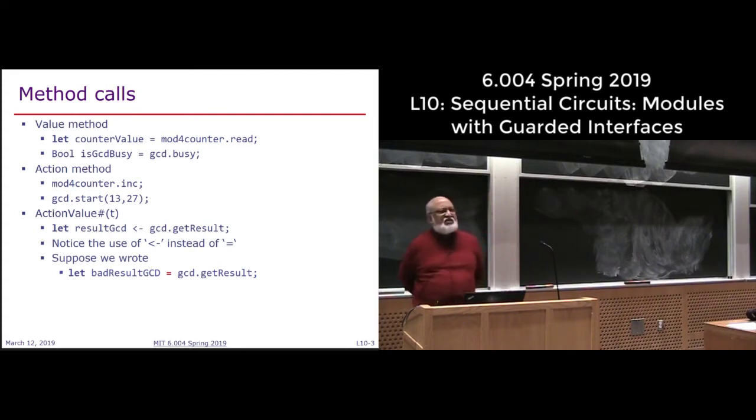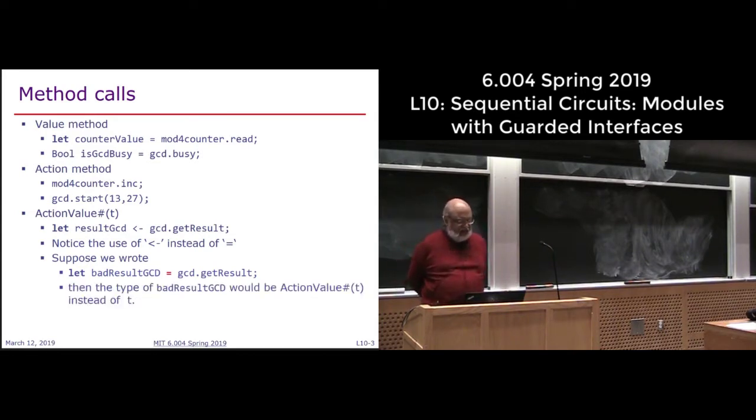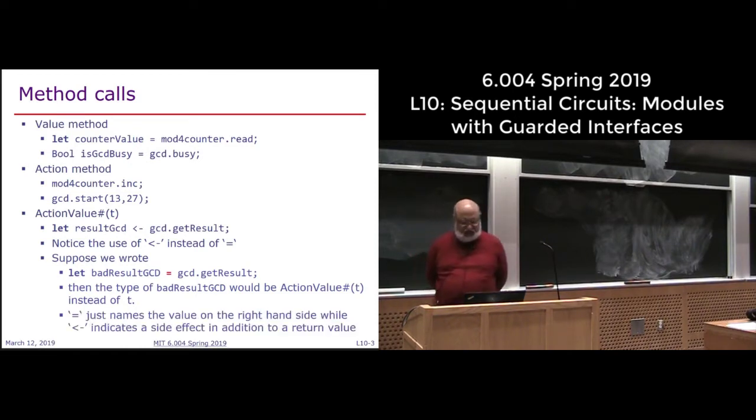You can write this, right? And then you will have to use getResult of GCD as an action method, and that's not what our intent was. Our intent was we wanted to actually use the value that is being returned, and therefore you have to write the left arrow sign over there.